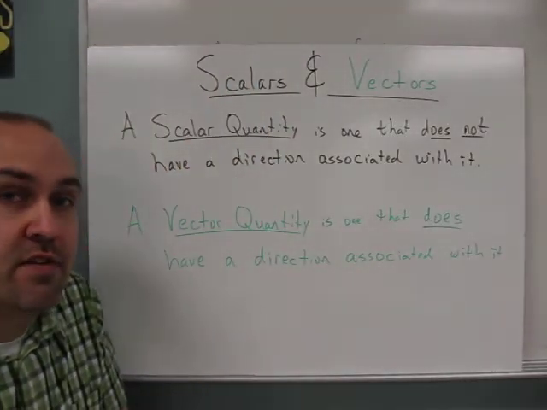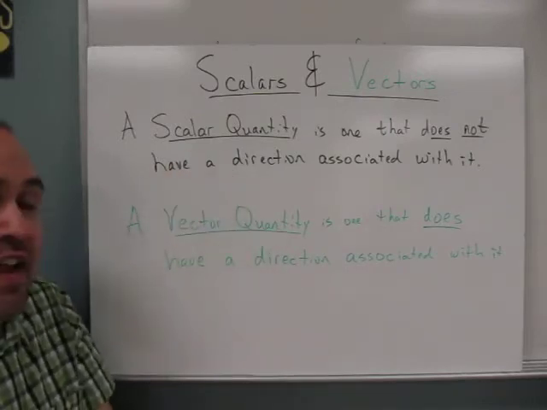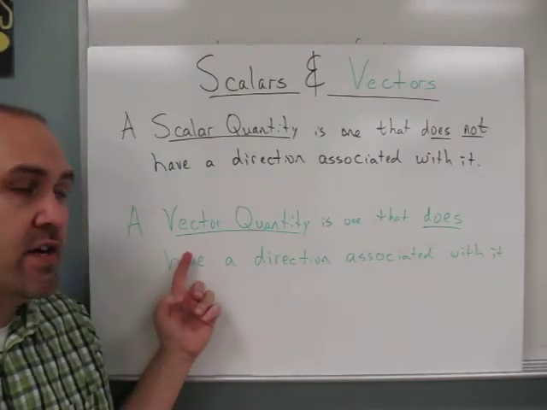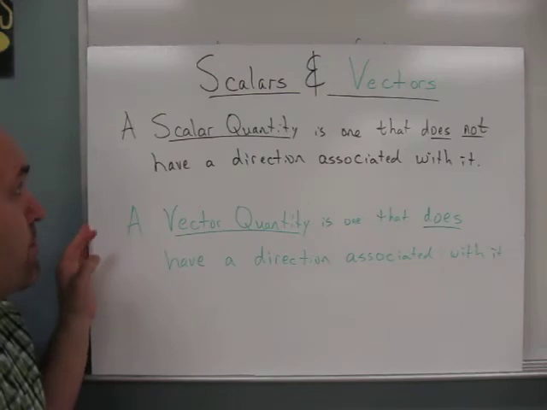This video is about vectors and scalars. A scalar quantity is one that does not have a direction associated with it, and a vector quantity does have a direction associated with it. That's the main difference between the two.